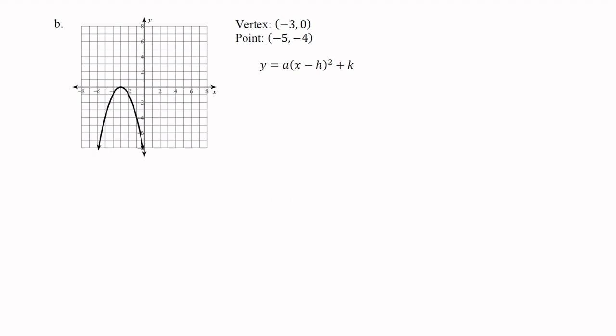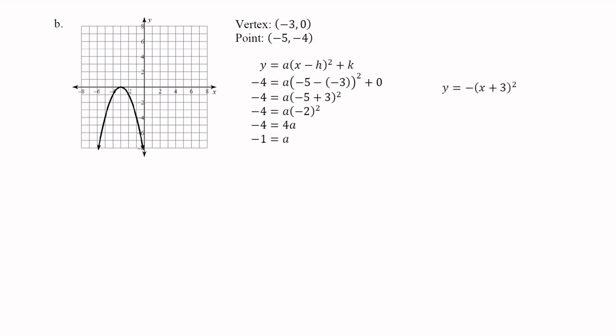We take our vertex form, plug in our h and k, plug in our x and y, and then we're going to solve it to get a equals -1. So we can write that negative out in front, plug in our h, k is 0, so we don't have to write plus 0 on the end, and that is our function.